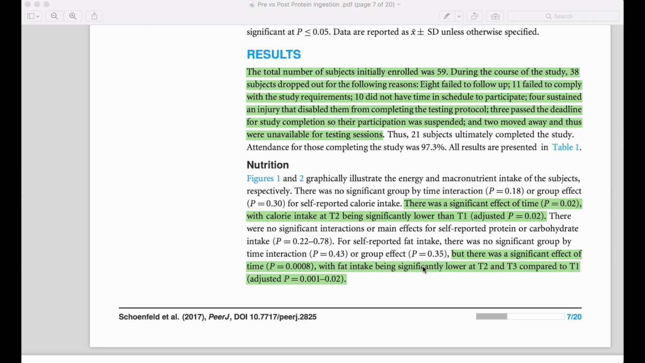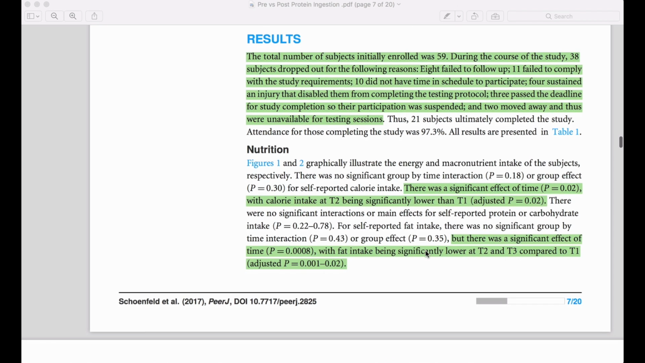So the actual number enrolled originally was 59, but that doesn't mean 59 people actually started training. It just meant 59 people got an email saying, would you like to take part in the study? 59 said yes. After all of this, some people may think, well, that's quite high, going from 59 to 21. However, it's not uncommon when it comes to carrying out research, especially with college age subjects. Those who did complete, the 21, had an attendance completion of 97.3%, so a very good rate there.